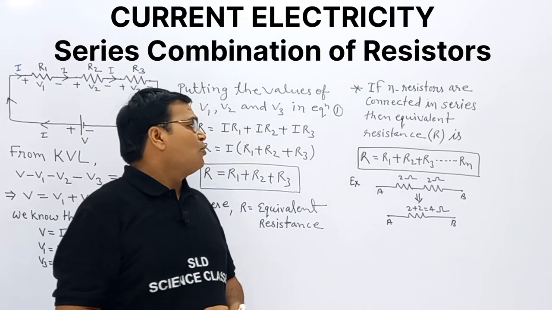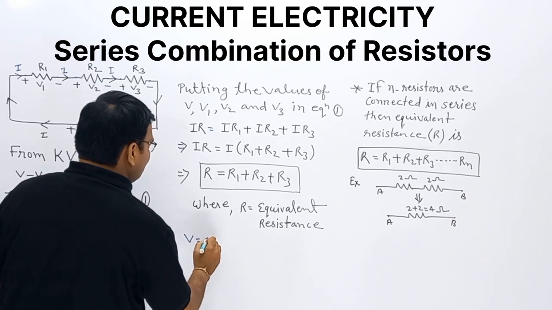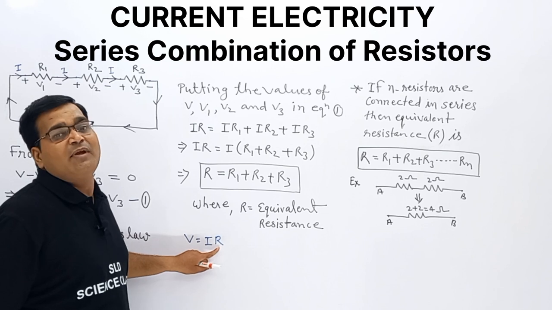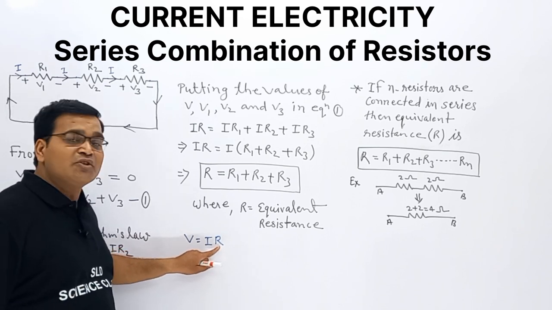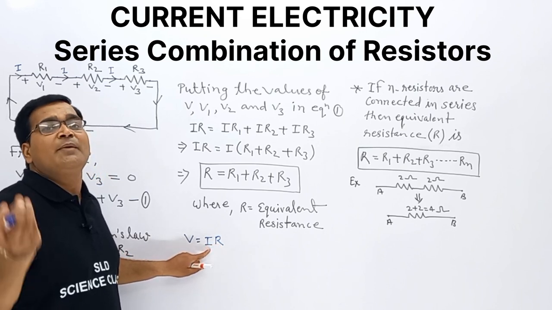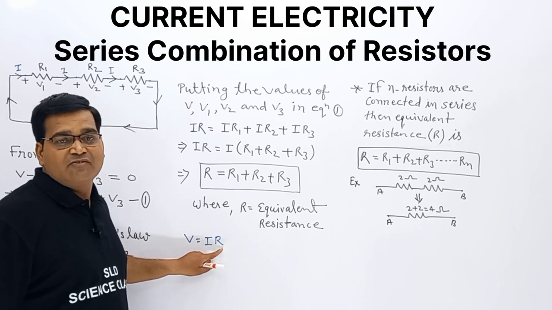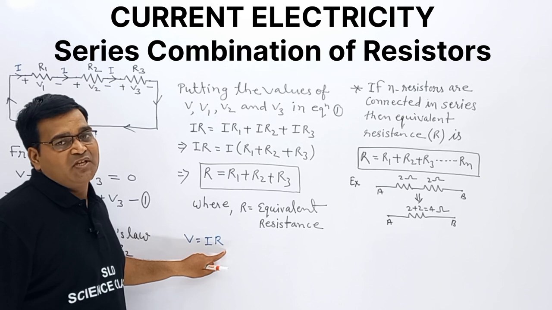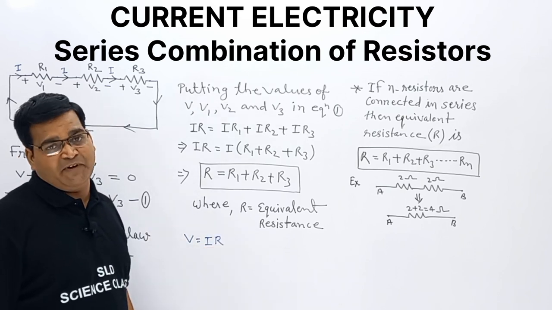The current is the same, but the resistance value is different. What did we study about Ohm's law? Ohm's law is V equals IR. The current value is the same, but the resistance values are different: 2 ohm, 3 ohm, 5 ohm. If 2 ampere current is flowing, multiplying 2 into 2 ohm gives 4 volt, and 2 into 3 ohm gives 6 volt. So the voltage value will be different.